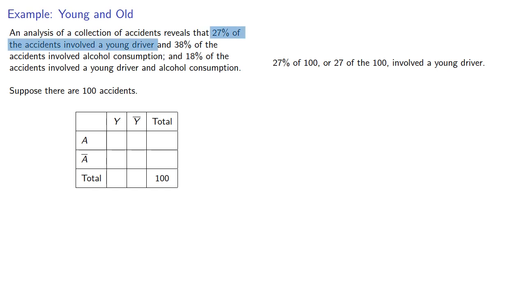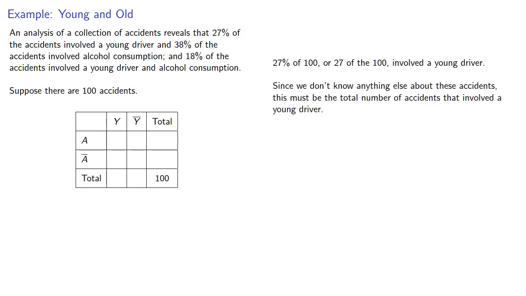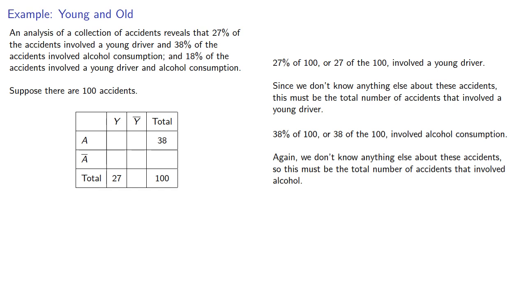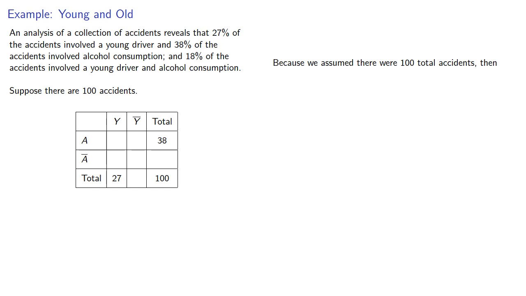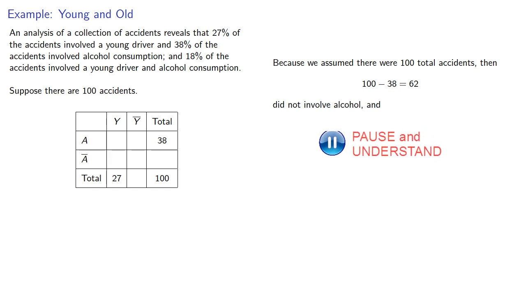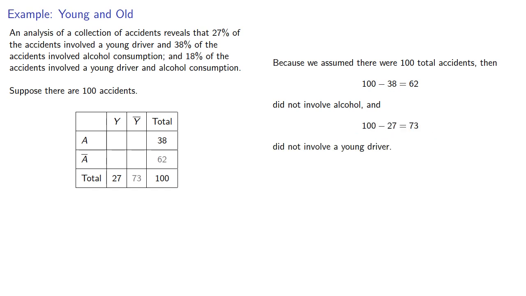So 27% involved a young driver. Since we don't know anything else about these accidents, this must be the total number of accidents that involved a young driver. 38%, or 38, involved alcohol consumption. Again, we don't know anything else about these accidents, so this must be the total number of accidents that involved alcohol. Because we assumed there were 100 total accidents, then 62 did not involve alcohol, and 73 did not involve a young driver.